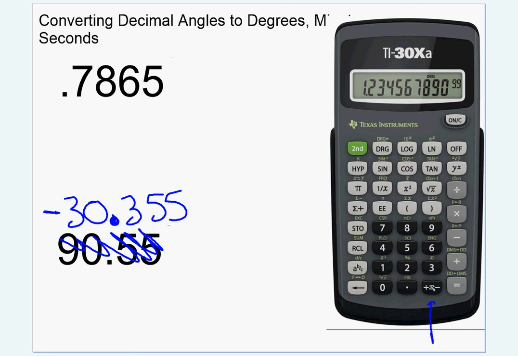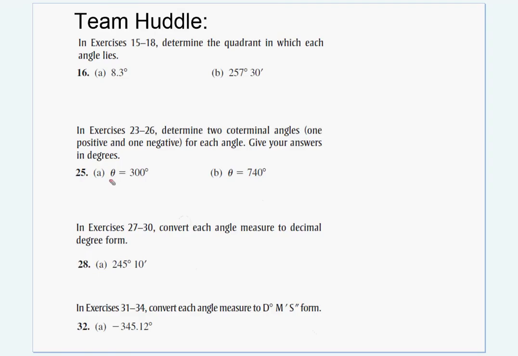The negative sign is down here right next to the equals. So you type that in, you hit the convert key, and out pops negative 30 degrees, 21 minutes, and 18 seconds. Okay, so there we can convert from degrees, minutes, and seconds to decimals, or vice versa. And that, I believe, is where the examples end.